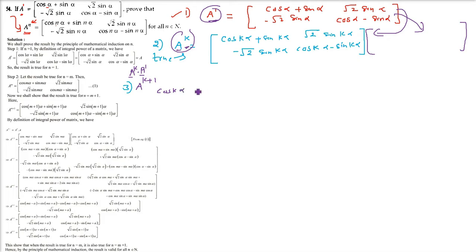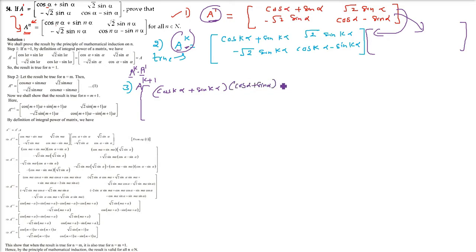Cos k alpha plus sin k alpha multiplied by cos alpha plus sin alpha. So first row with first column: cos alpha plus sin alpha.